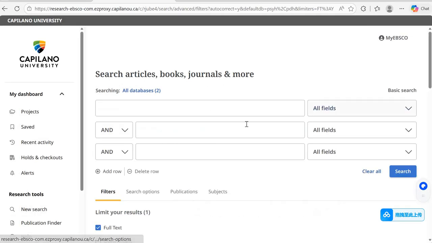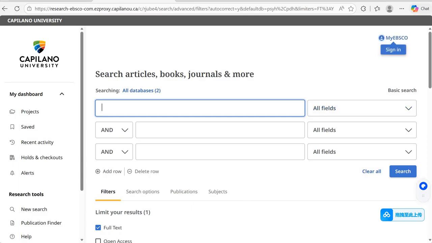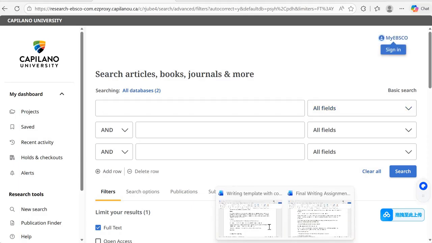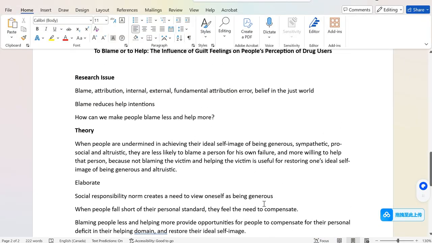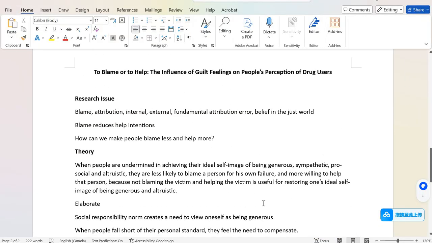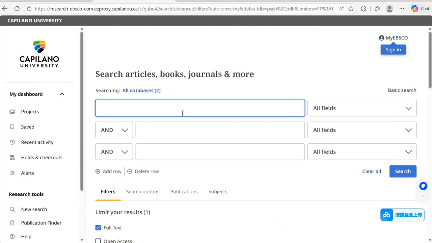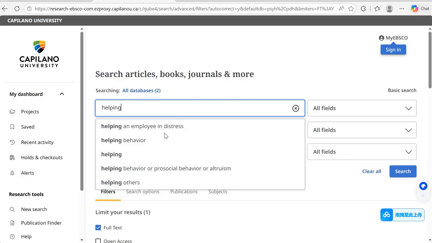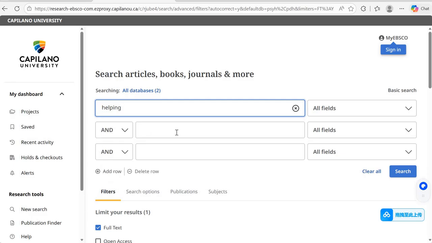Well, I want to do the advanced search. What are the keywords? We want to search for research that is related to blame, helping, altruism. The purpose of our research is to reduce blame and increase helping. Blame, well, helping. I mean, helping behavior, helping.